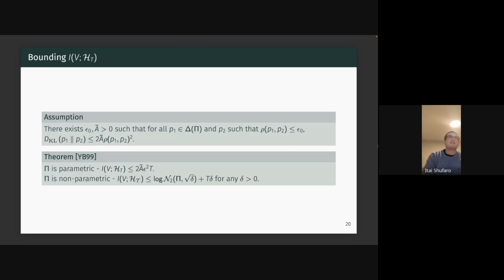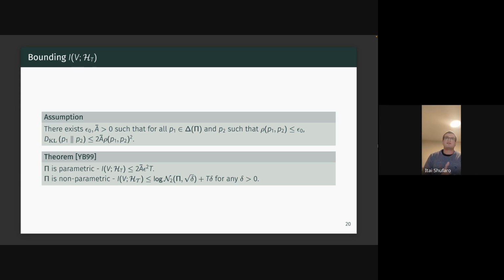All right, now to the second mutual information term. So here we make other assumptions on our metric KL divergence. This part of the paper is also explained in detail in the work by Yang and Barron from 1999, where they showed the convergence of KL divergence minimax convergence rate. But we need to make the following assumption.